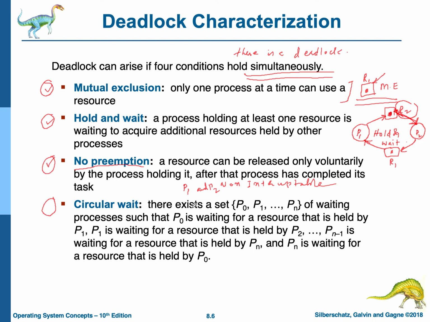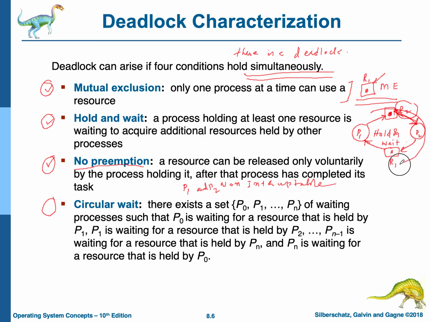The fourth condition, a very important condition, is that there exists a set of waiting processes P0 to Pn, such that P0 is waiting for a resource that is held by P1, and P1 is waiting for a resource that is held by P2, and so on, until Pn is waiting for a resource held by P0, right? So similarly we can say that processes are waiting for each other in a circular way, right? So we can say that there is a cycle also.